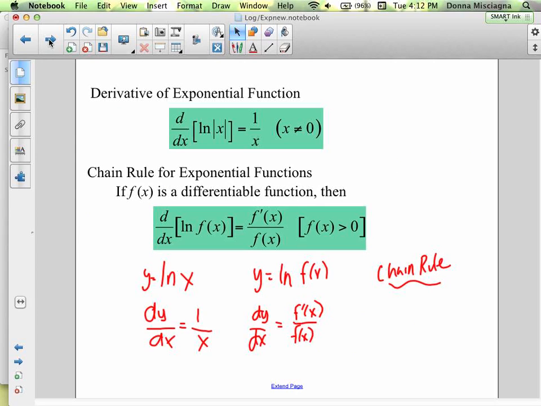All right, so if it's a whole function, then we're going to have to use a chain rule, and it's going to be 1 over the function times the derivative of the function. Right? So if it's just natural log of x, our derivative is 1 over x. If it's natural log of some function, it's going to be the derivative of that function over that function. Right? So let's see some problems like that.